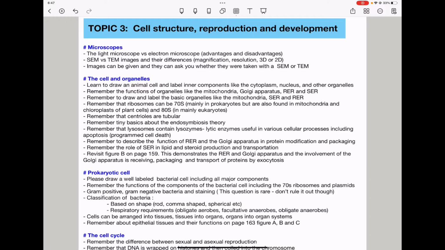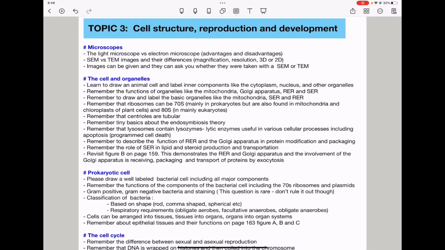The next part is the cell and organelles. You need to learn to draw an animal cell and label the inner components like the cytoplasm, the nucleus, and all the other organelles. You need to remember the functions of organelles like the mitochondria, the Golgi apparatus, the rough endoplasmic reticulum, as well as the smooth endoplasmic reticulum. Remember to draw and label the basic organelles like the mitochondria, the smooth endoplasmic reticulum, and the rough endoplasmic reticulum.